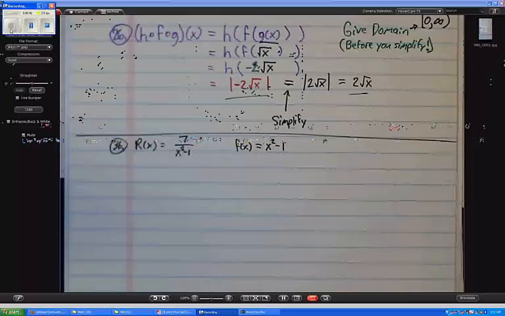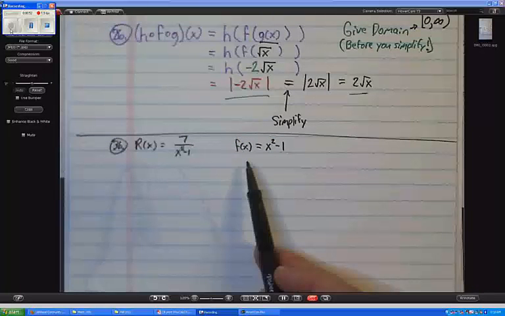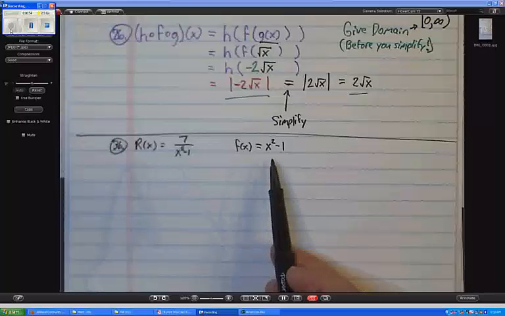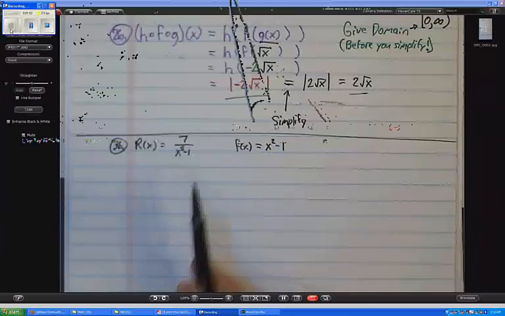This is r of x, that's right. And you notice that here I wrote f. That's because this is a different function, isn't it? Okay? So what I'm going to do here is try to express r as a composition of f and another function, g.